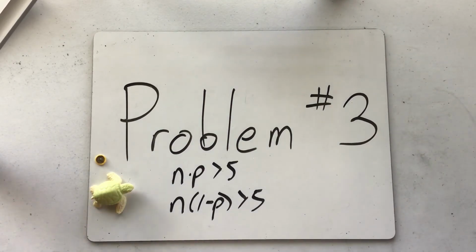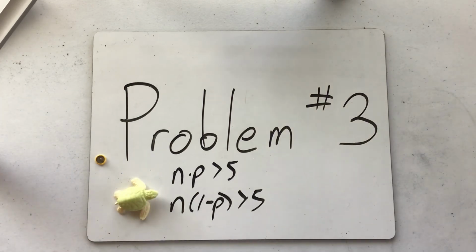Okay, but good luck, and this should be pretty straightforward. You just flip your object a bunch of times and record it, and then do the math.